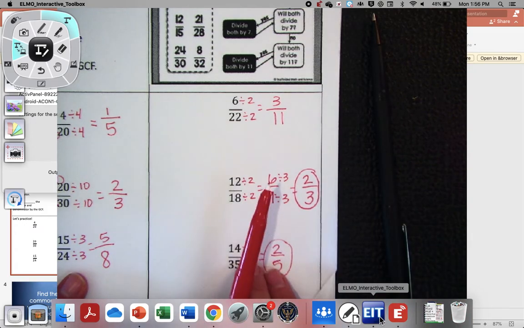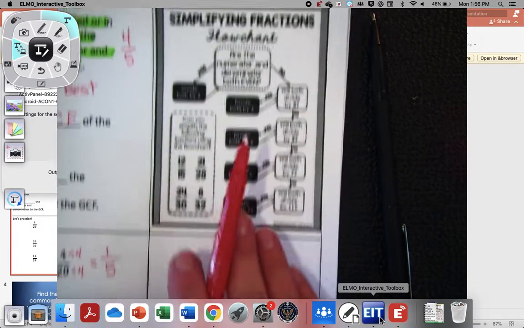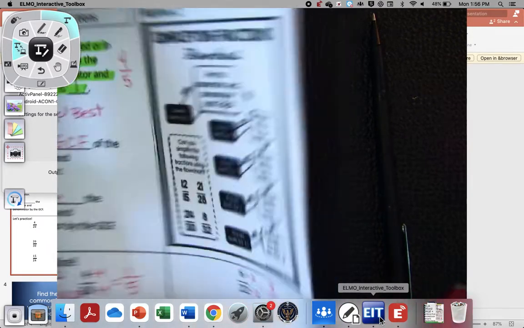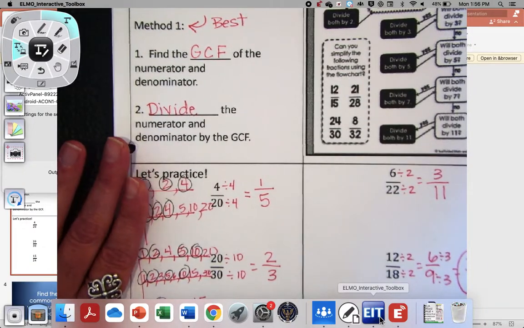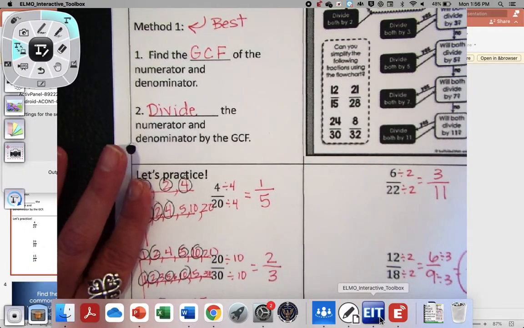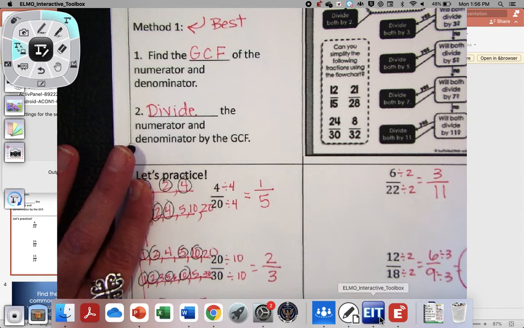But I really caution you and urge you not to use the flow chart. I know that the best way is to divide the numerator and denominator by the GCF. Okay?